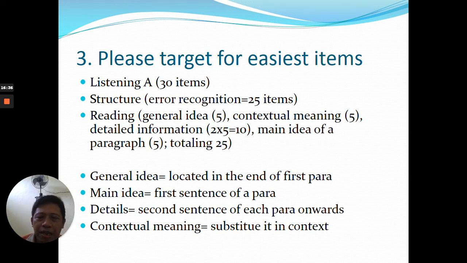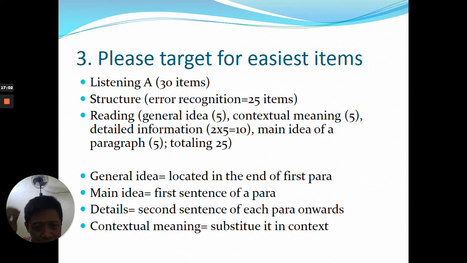What about main idea? Main idea is always in the first sentence of a paragraph. Paragraph 2, 3, 4, especially in the body paragraph, main idea of the body paragraph. I think we need to add that one: first sentence of body paragraphs. Details: second sentence of each paragraph onwards.